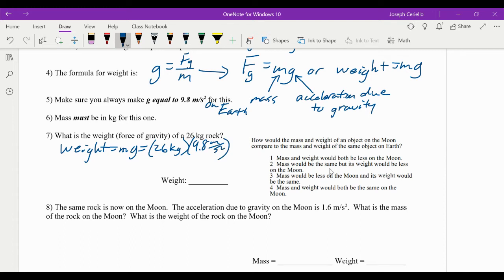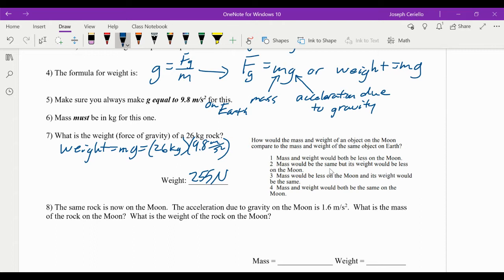Let's see, 26 times 9.8. We get 255 newtons, right? Because that's the unit for weight. Weight is a force. So this question on the right says, how would the mass and weight of an object on the moon compare to the mass and weight of an object on Earth? Well, we know the masses are going to be the same, but the weights will be different.